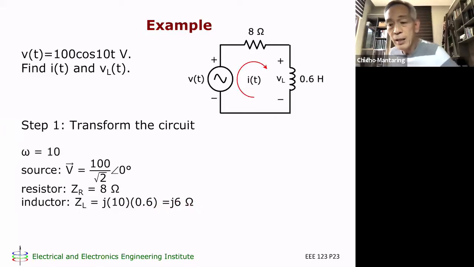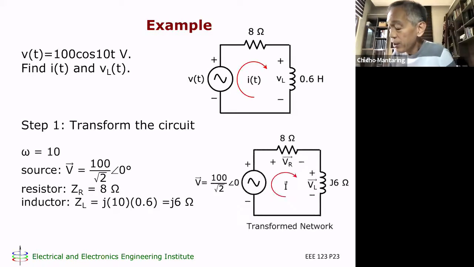No? In EE, by convention, we always put the j first. Not like in math where you say 6i. In EE, for some reason, they put the j first. So they say j6. So this is now my transformed network.